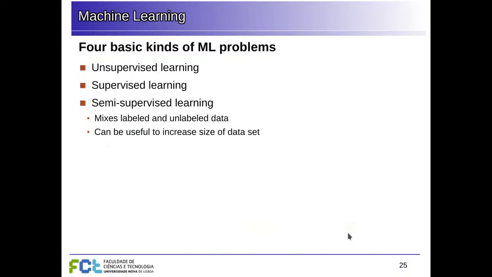We can consider semi-supervised learning where we mix the two together. We have some labeled data, but we have usually a lot more unlabeled data because labels may be expensive to get. We need people to actually look at the examples and label them. So we can join the two together.